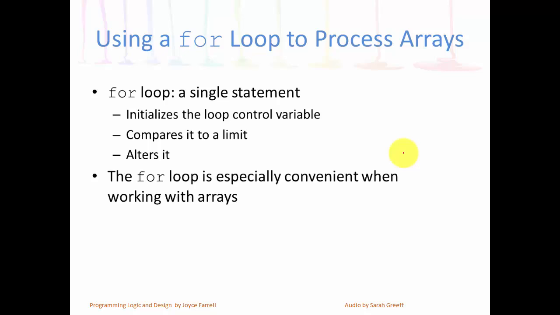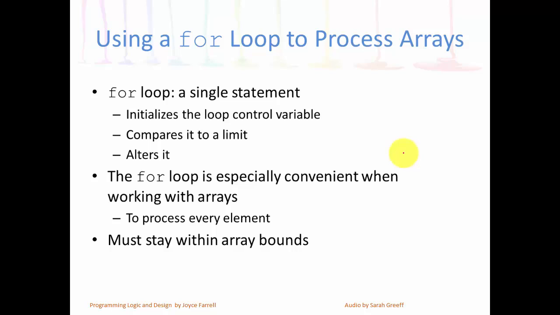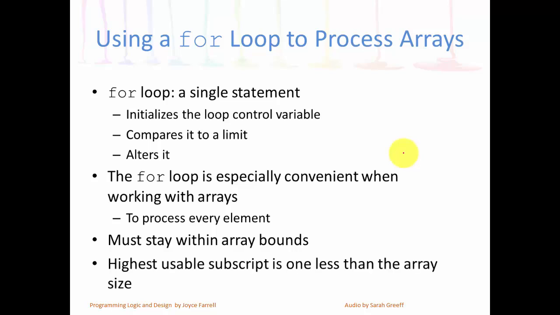So the for loop is especially convenient when working with arrays. Why? Because we can process every element in the array by using that loop control variable. But we must stay within those array bounds. So the highest usable subscript is always one less than the array size.